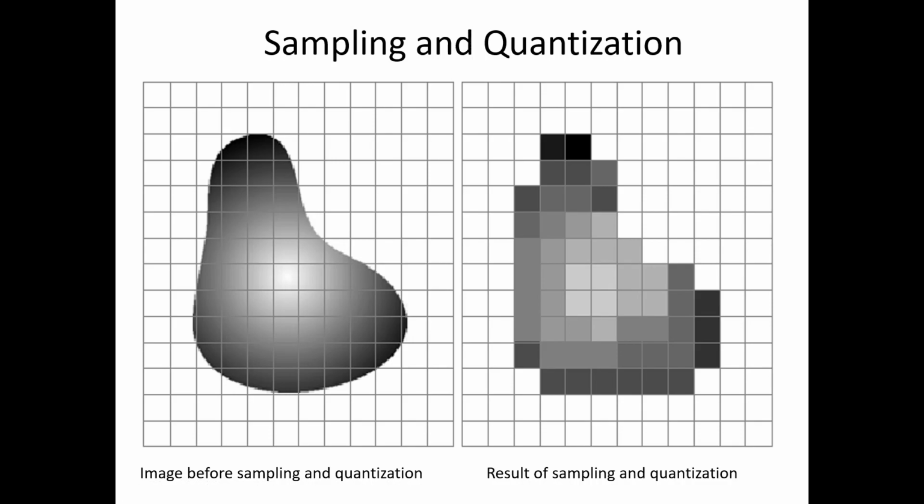So hope you understand sampling and quantization. Sampling is what? Digitizing of the coordinate values. Quantization is what? Quantization is the digitizing of the amplitude value.